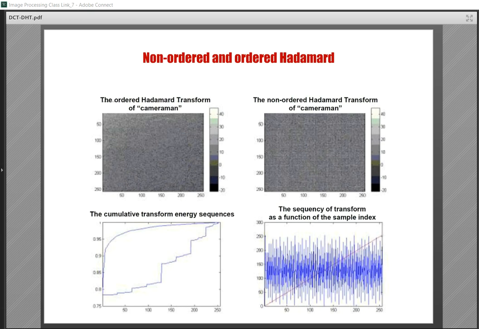In summary, ordered Hadamard is very good. Ordered Hadamard is less than DCT, but ordered Hadamard computing is very simple and very fast, and it is a very good transform.